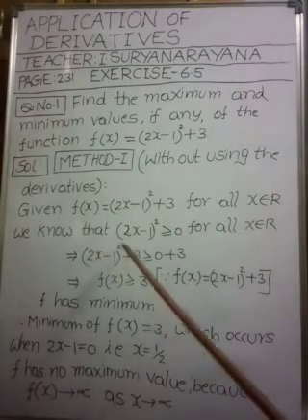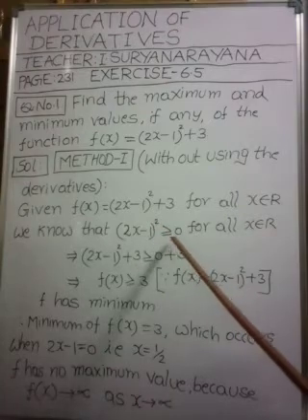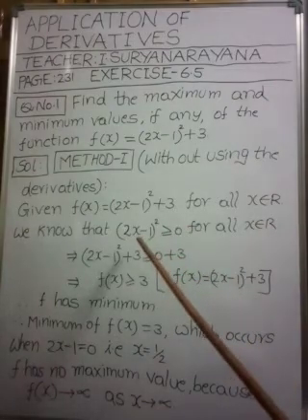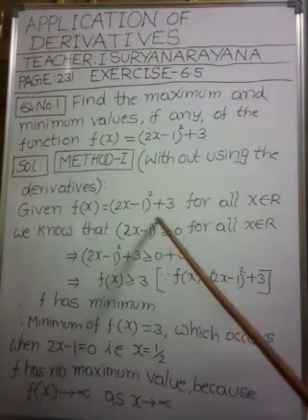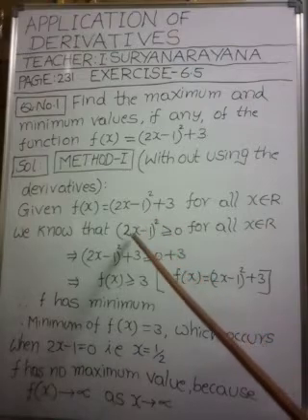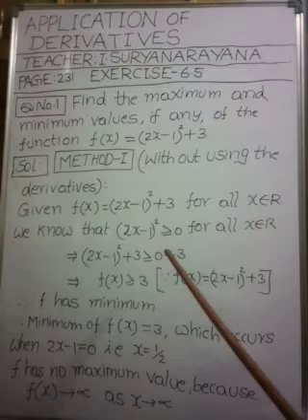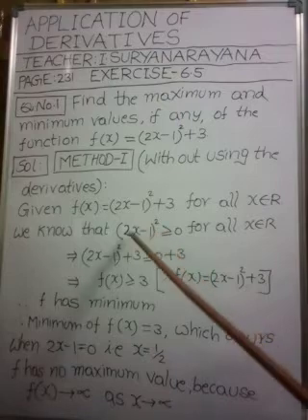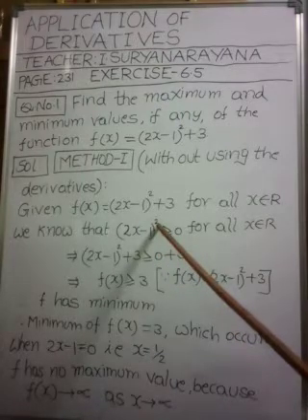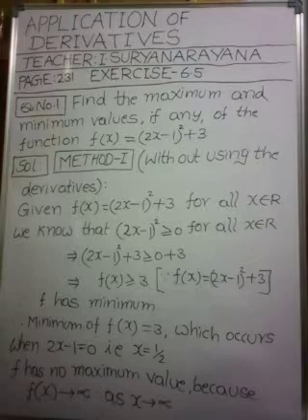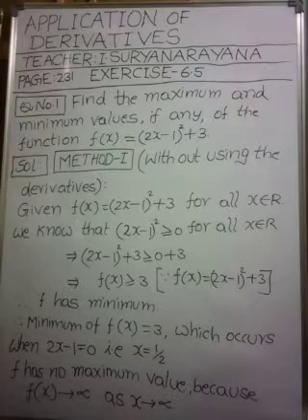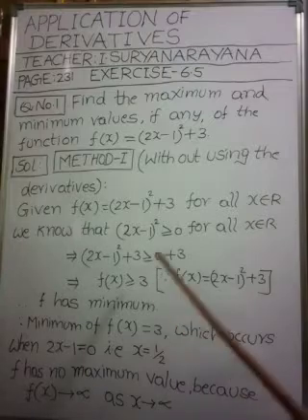Right. We know that (2x minus 1) whole square is always greater than or equal to 0 for all x belongs to R. Do you know this fact, my children? Because whole square is there in this expression. The square of any real number is always greater than or equal to 0. It is never a negative number. It may be 0 or a positive real number. We have to use this fact.